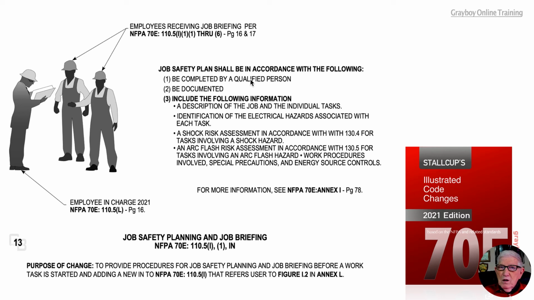Now, we know what a qualified person is. It's a person that knows the installation, the type of equipment, the operation of the equipment, all the hazards involved with the equipment, and how to avoid those hazards. Now, notice that it's just a qualified person, not necessarily a licensed person, but a qualified person. And then, of course, the job planning should be documented.